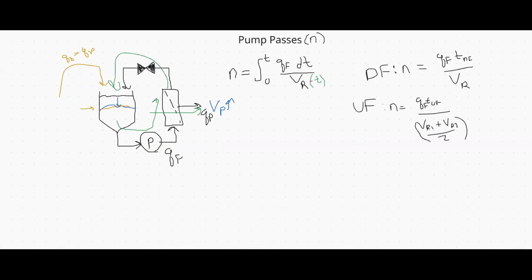And I'll note that your total pump passes are going to be equal to the sum of all the steps, where you have a concentration step, UF, and a diafiltration step, DF. You're going to add all those up, and that's how you get your total.